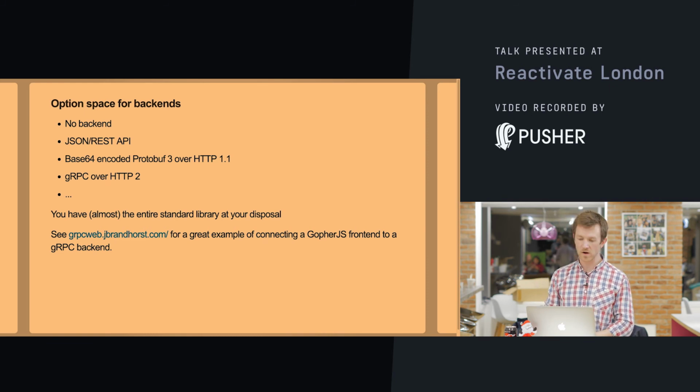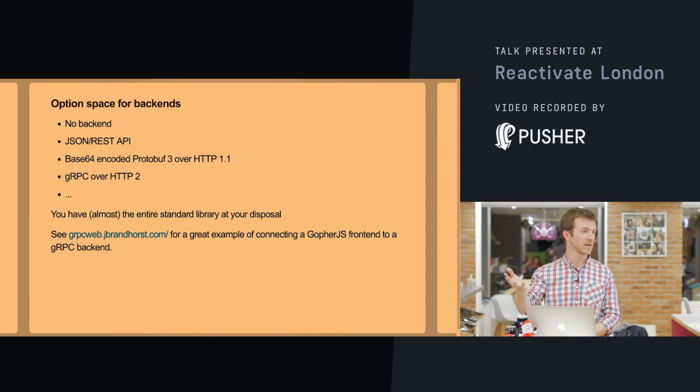Some sort of JSON REST-based API. You could use Google's protobuf over HTTP 1.1, or gRPC, which is an RPC-based framework over HTTP 2. The list goes on and on. But the beauty is that you can use any sort of backend because you've got the entire power of the Go standard library. If you want to connect to a JSON-based backend, it's very easy, over HTTP 1 or HTTP 2: you've got net/http to connect to that backend, and you've got the JSON package to do the encoding and decoding for you. Much the same way with protobuf as well.